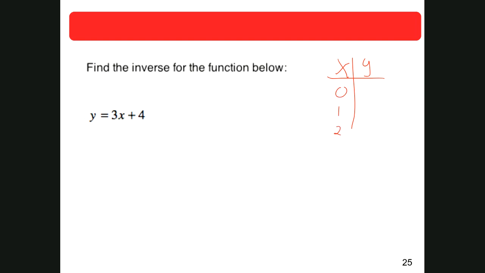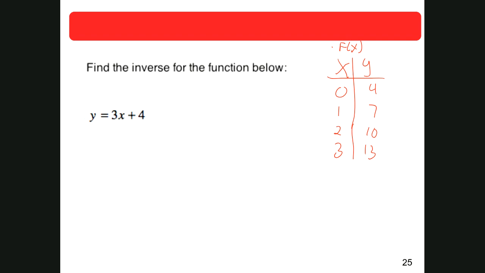And if I put 0 in here, 3 times 0 plus 4, that's going to give me 4. If I put 1 in here, it's going to give me 7. If I put 2 in here, it's going to give me 10. If I put 3 in here, it's going to give me 13. So this is my regular function, f of x.